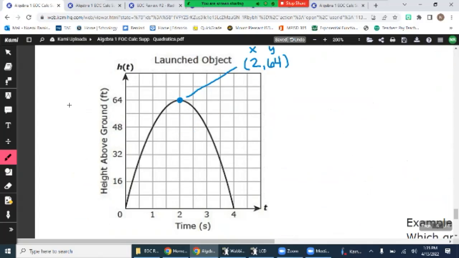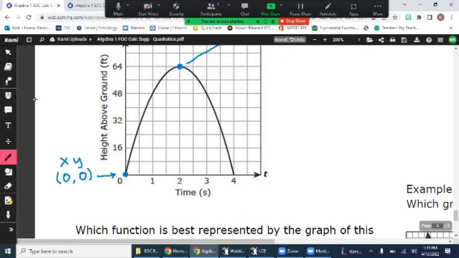0, 0. Now, there is actually a special name, not the origin, for this 0, 0. If I talk about the origin, I'm talking about the graph in general. But this point on my parabola is also known as what? It's my y-intercept. It is where my parabola crosses the y-axis. So I'm going to write y-intercept right here, right under it. That's good information to know.